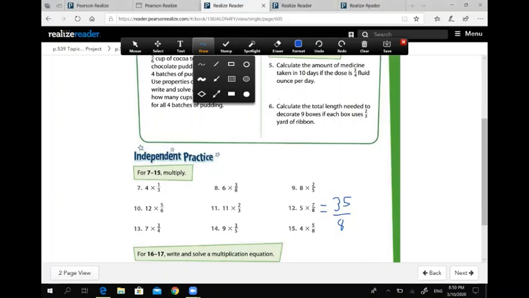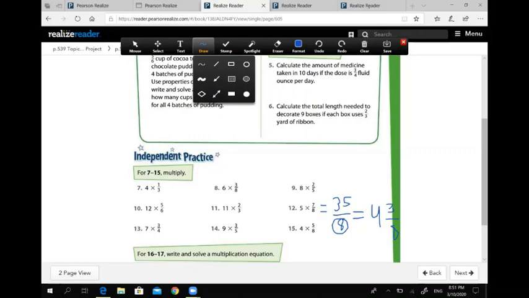Now the numerator is more, so what should I do? I will decompose, or I will think 8 times how much gives me 35 or less. 8 times 4 gives me 32. 8 times 5 gives me 40. No, I want 35 or less. So 8 times 4 gives me 32. So 4. How much do we still have? From 32 to 35, we still have 3. So 4, 3 over 8.